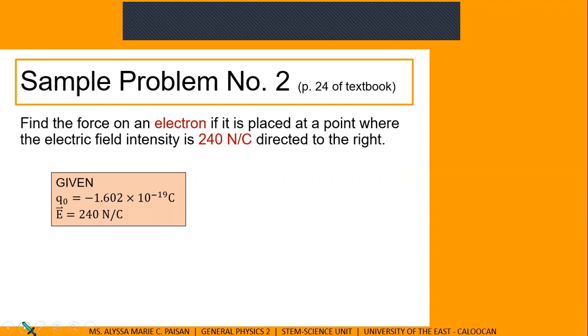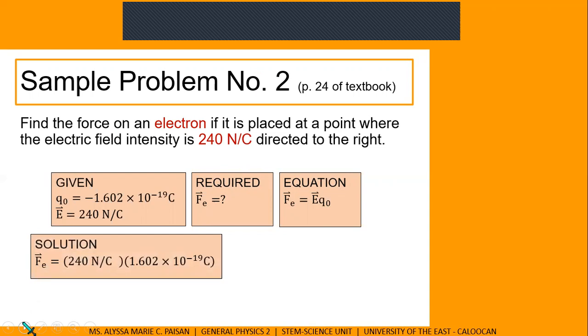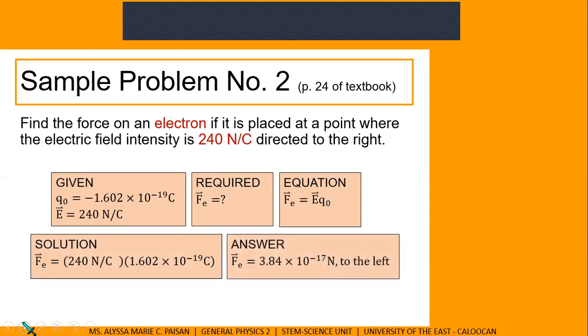Magnitude lang naman kinukuha dyan, so kahit wala ng negative, pero nilagay ko lang to emphasize that it is an electron. And then the electric field strength or intensity is 240 Newton per coulomb. Okay? And then we are looking for the electrostatic force. And to get that, we just have to multiply the electric field strength by the magnitude of the test charge. Okay? Ayan. So for the solution, we just substitute and then we get 3.84 times 10 raised to negative 17 newtons to the left. Hala ma'am, saan nanggaling yan to the left? Okay? To the left, to the left.